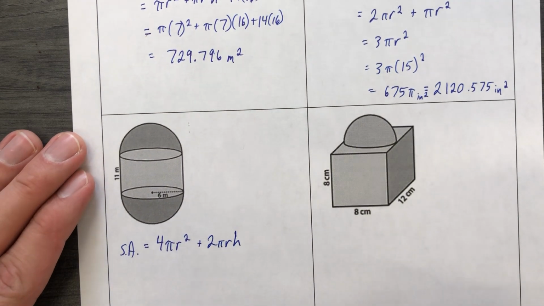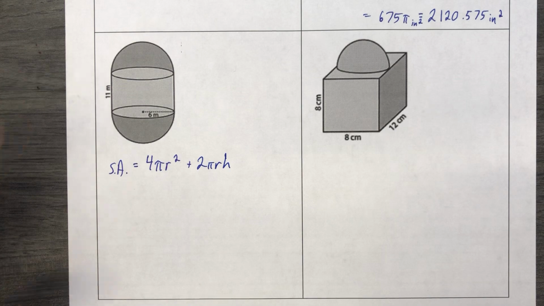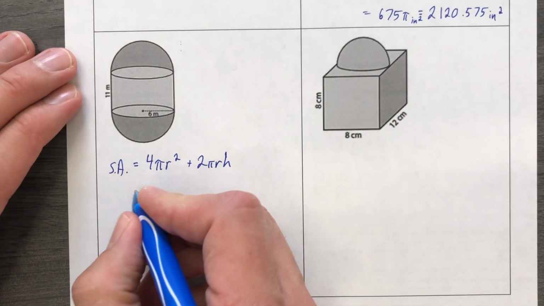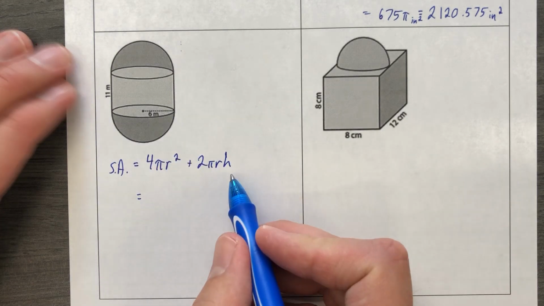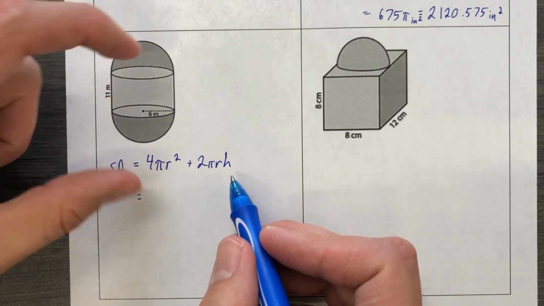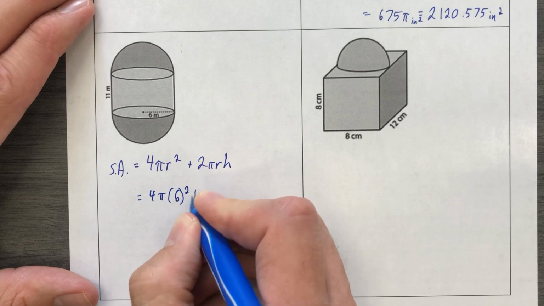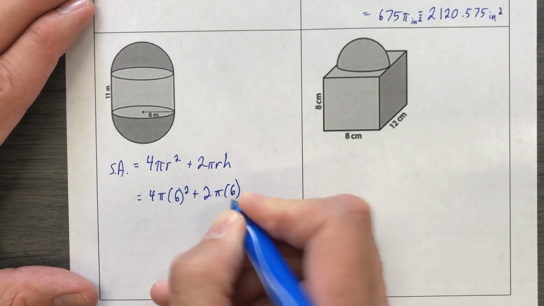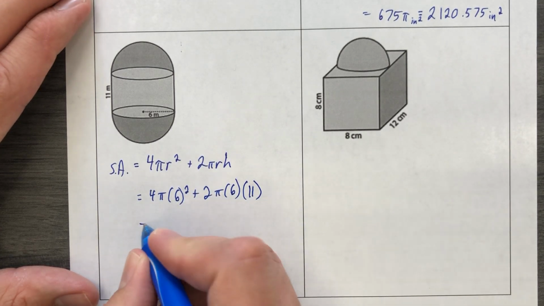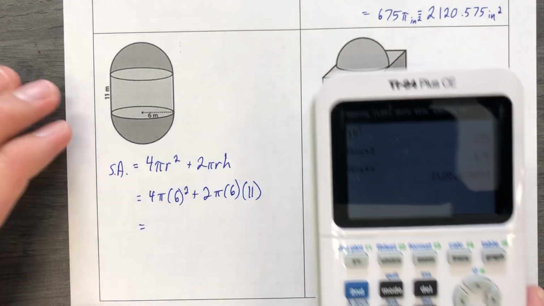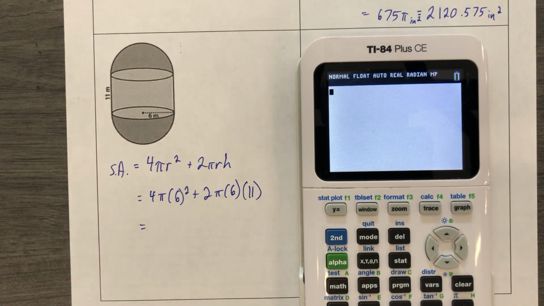Again, this is not a situation where you necessarily memorize formulas. You just think intuitively of what it could be. So we know that the radius is 6 and the height of the cylinder, not the entire thing, but the height of the cylinder would be 11. So 4 times pi times the radius squared plus 2 times pi times the radius times the height. And we're going to do this one first in terms of pi and then not in terms of pi. So 4 times 6 squared plus 2 times 6 times 11.